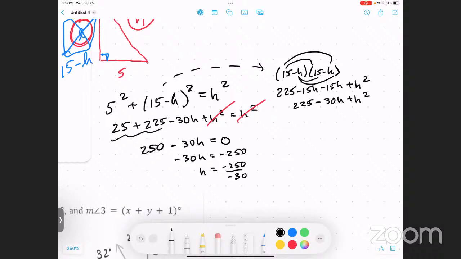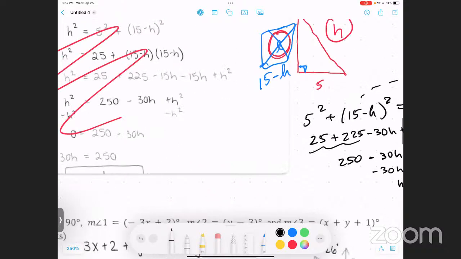Good. And notice what I can do, that would just become positive. The tens would cancel out. So it's just 25 over 3, which doesn't reduce anymore. So there's your answer.